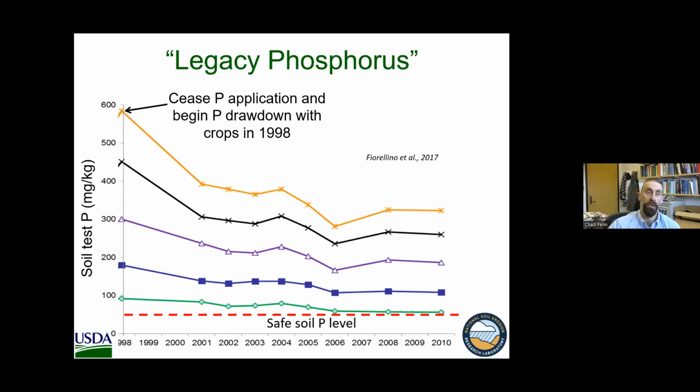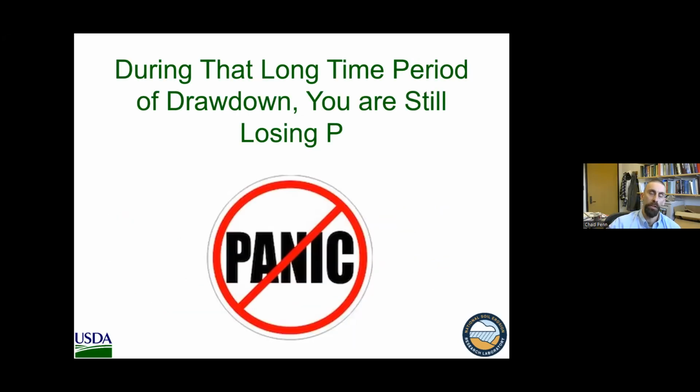And that's with no further P applications. So if you got a high P soil, it can be a long-term problem. So all that time while you're trying to draw down the soil, bring that soil test P level down, every time you get a flow event, you're going to lose a little bit of dissolved P every time.